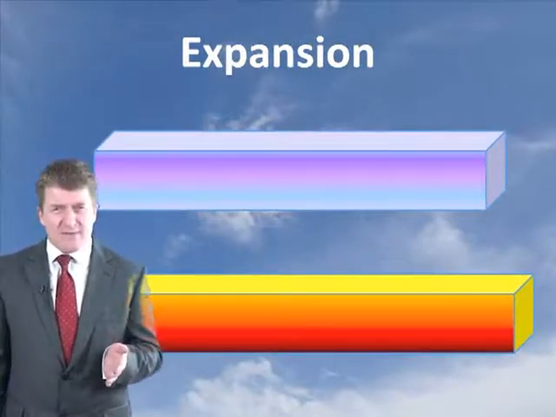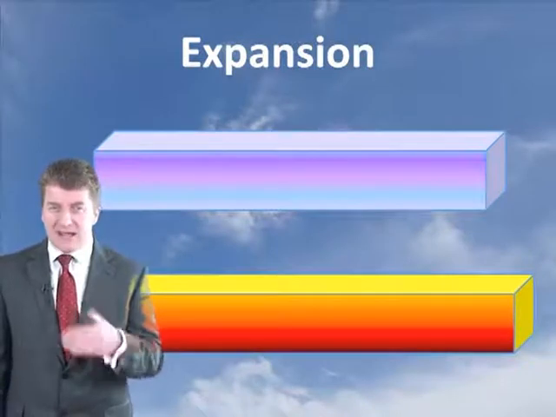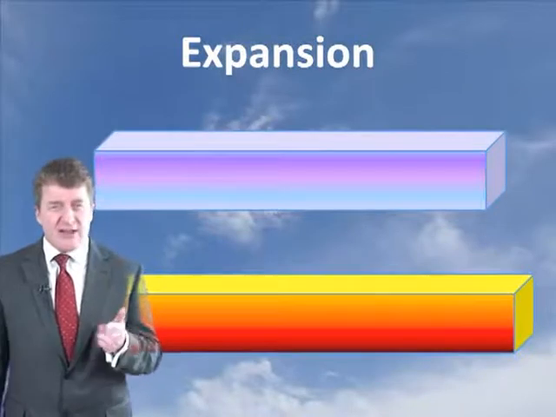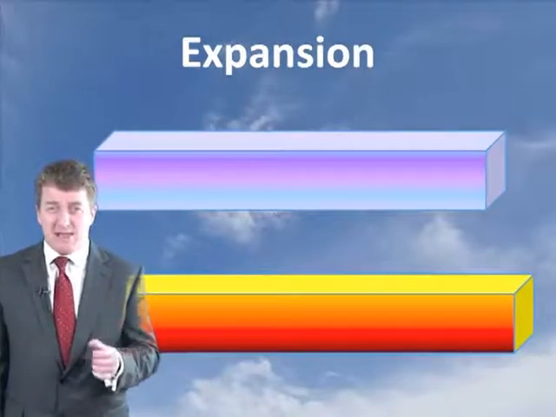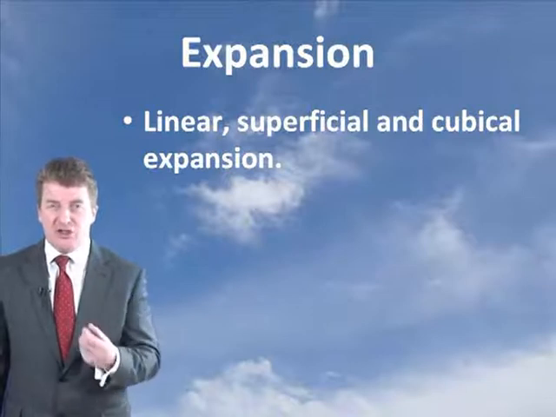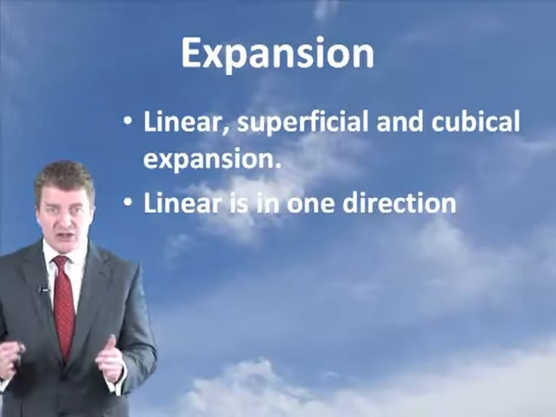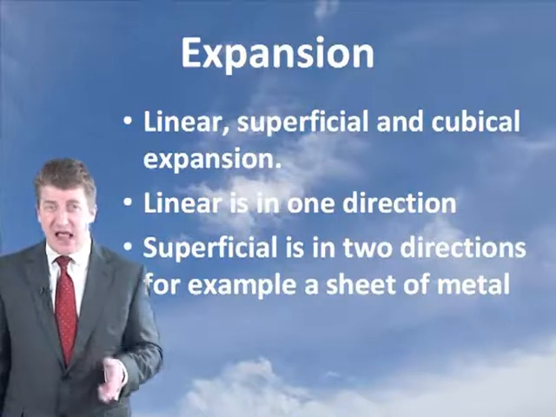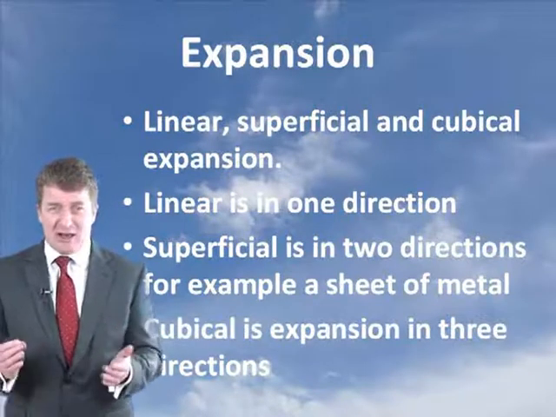So what is the coefficient of expansion? Well, it's the expansion in unit length per degree rise in temperature. And this expansion can happen in three ways: linear, superficial and cubical expansion. Linear is in one direction, superficial is in two directions, for example a sheet of metal, and cubical is expansion in three directions, for example the volume of a cylinder.